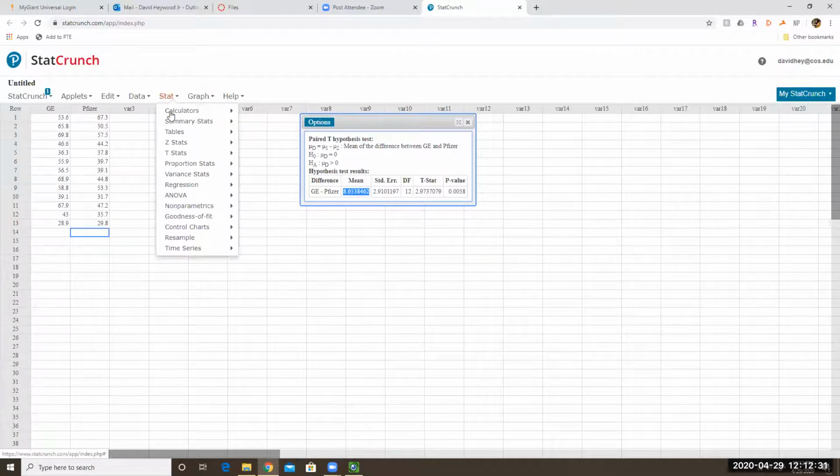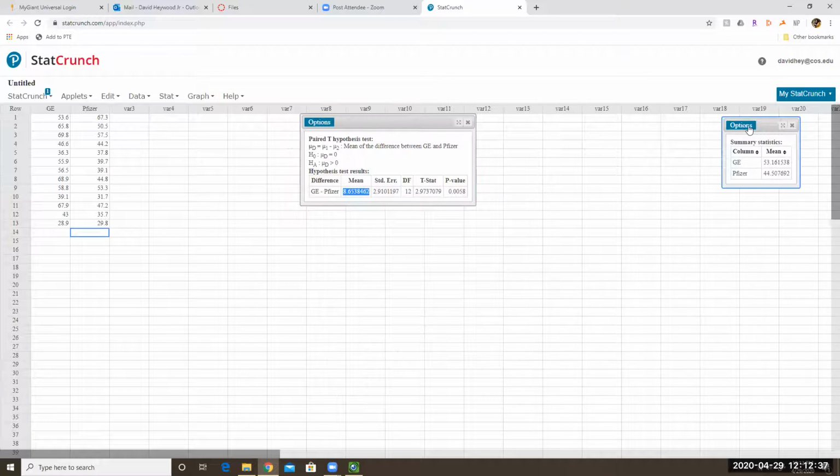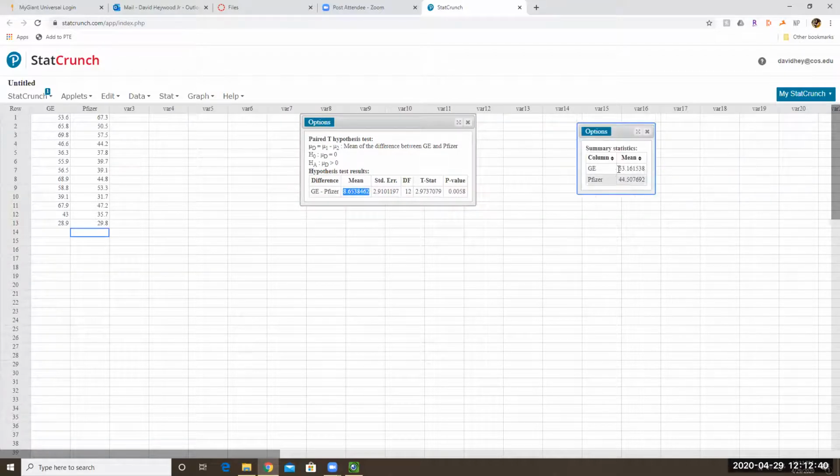So I'm just going to go to stat, summary stats, columns, and compute the sample means of each of those variables. Yeah, if you look at the sample means, the GE mean is definitely larger than the Pfizer mean by a pretty substantial amount. So yeah, it makes sense that we're going to be rejecting the null hypothesis. I would say GE is greater than Pfizer for sure.